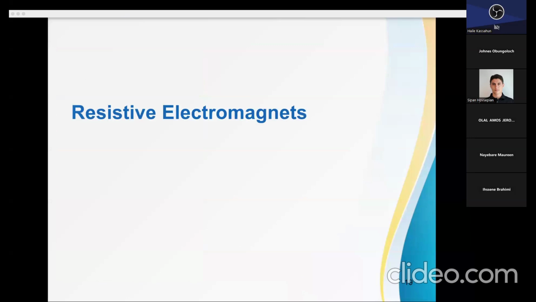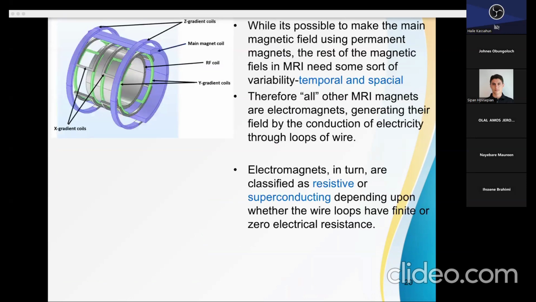But you need to specify the applications of the system that you are going to make as well, because like I said, you could probably not image a torso or do functional MRI with these systems. However, as technology improves, we think that things like neuroimaging will be possible with these systems in the coming years. So while it is possible to make the main magnetic field using permanent magnets, the rest of the magnets need to have some sort of variability in their function. So it is difficult to make them using permanent magnets.